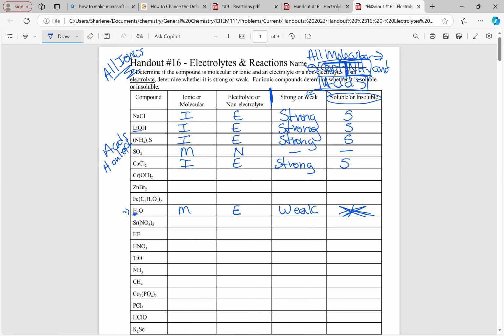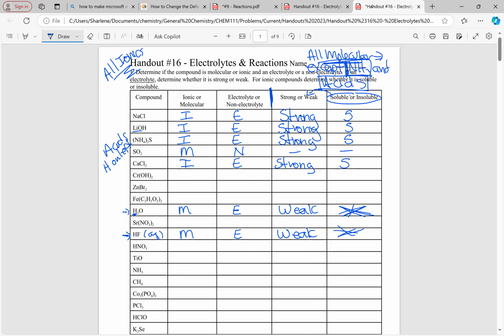All right, let's go down to HF. That is molecular. And remember, by definition, electrolyte means dissolved in water. So that means aq. All right, so it's molecular. All moleculars are non-electrolytes, except this is an acid, so it is an electrolyte. And then I have to ask myself, not whether it's soluble. I just have to ask, are you one of my 6 strongies? And HF is not one of my 6 strongies. So let's see.